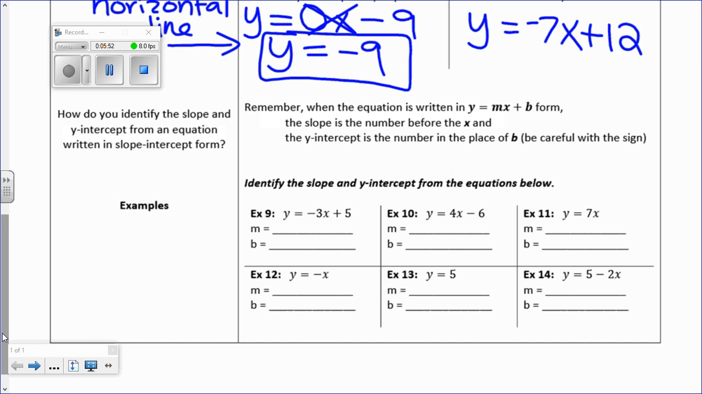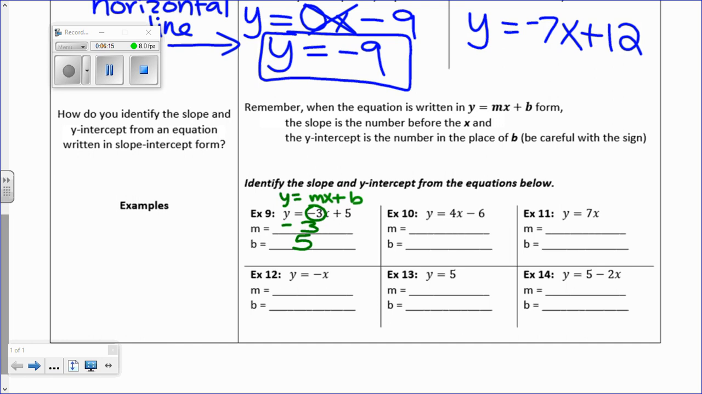So in example 9, we got y equals -3x plus 5. And so see, this is in the form y equals mx plus b. So your m has to be the -3. And then your y-intercept, the plus the b, is 5. Okay.